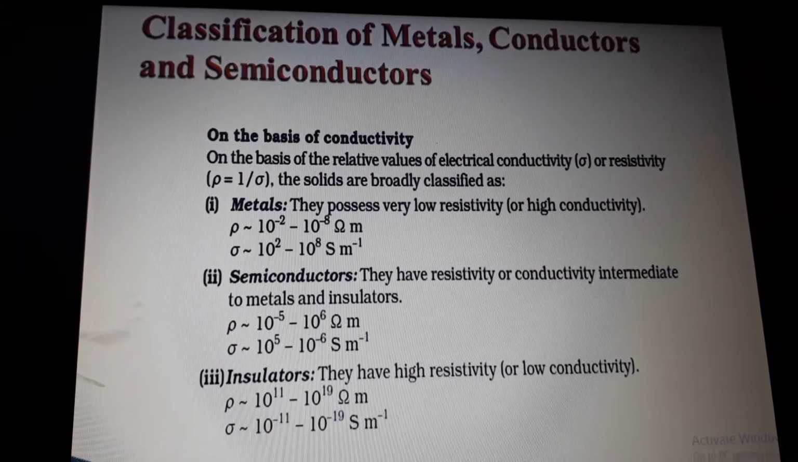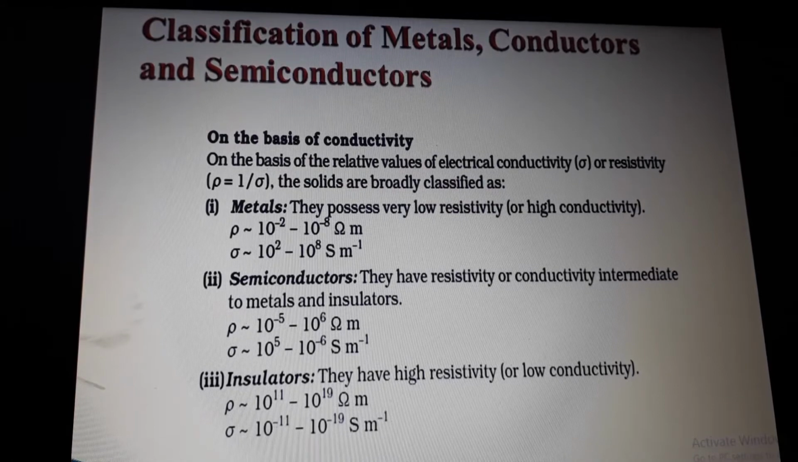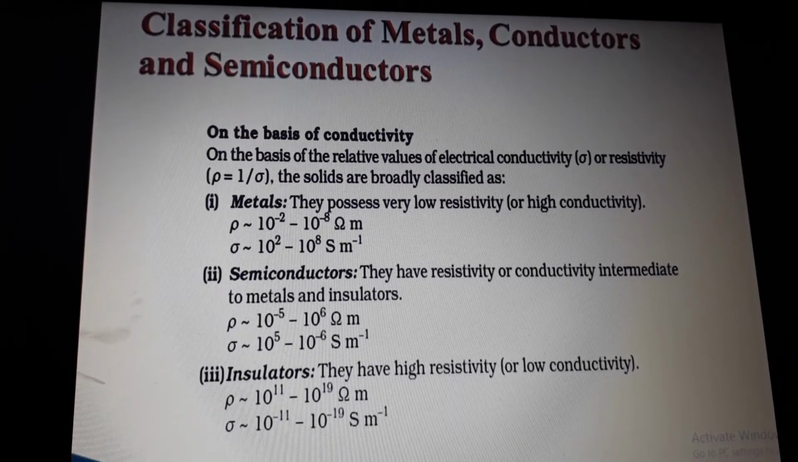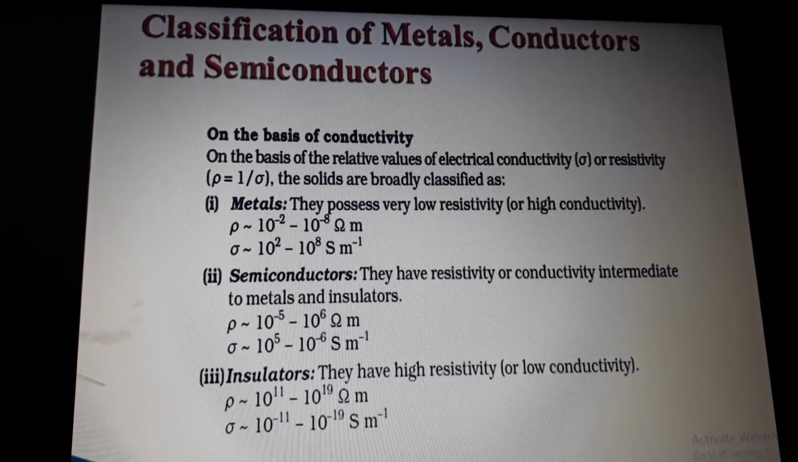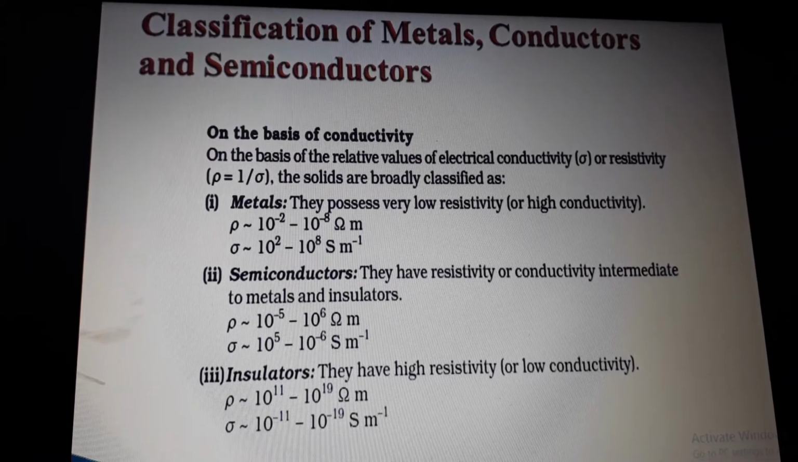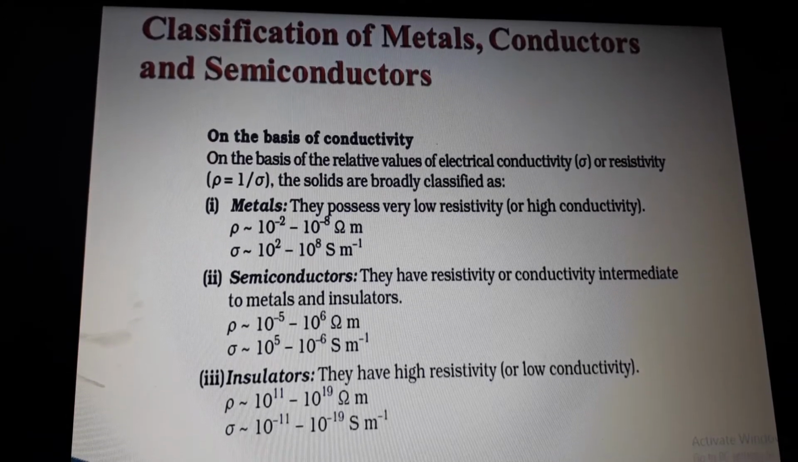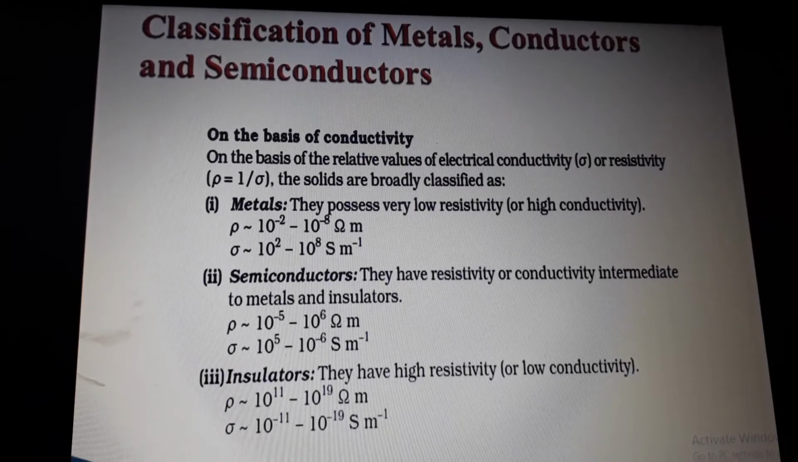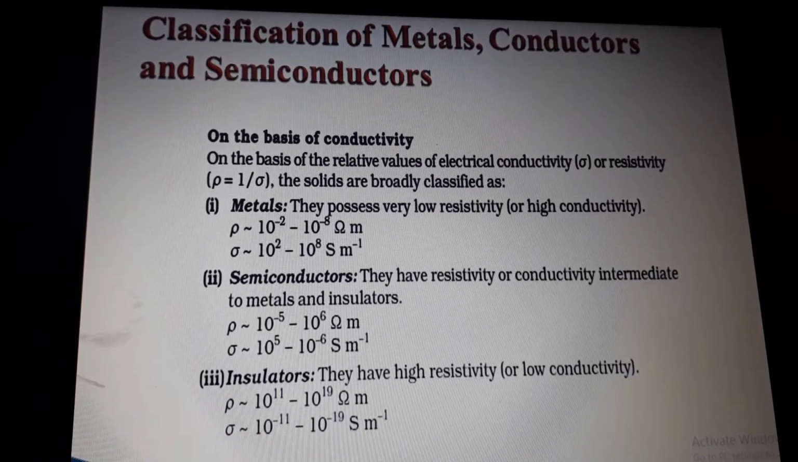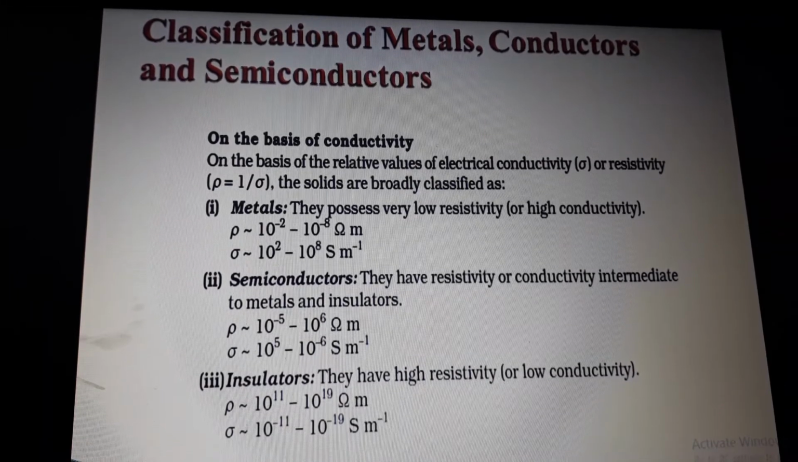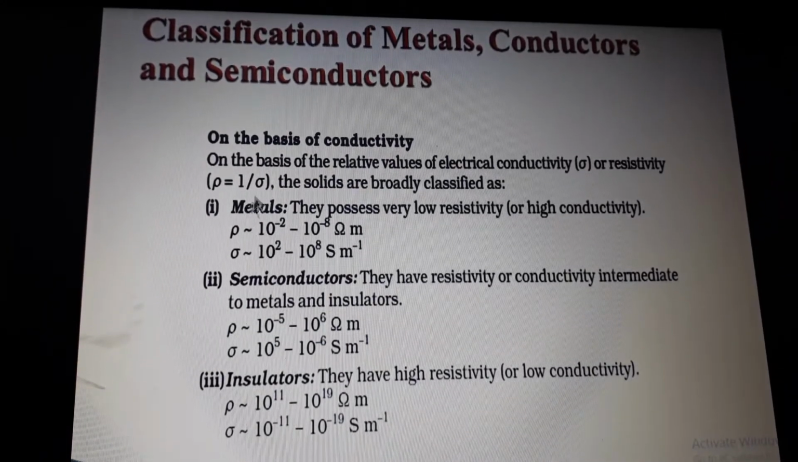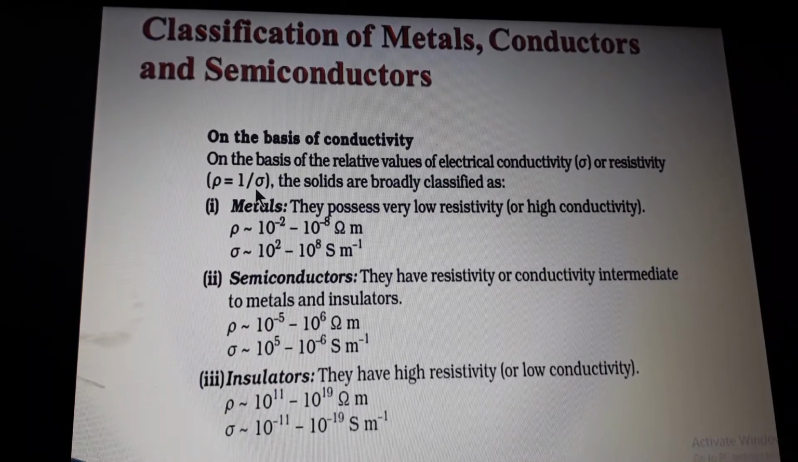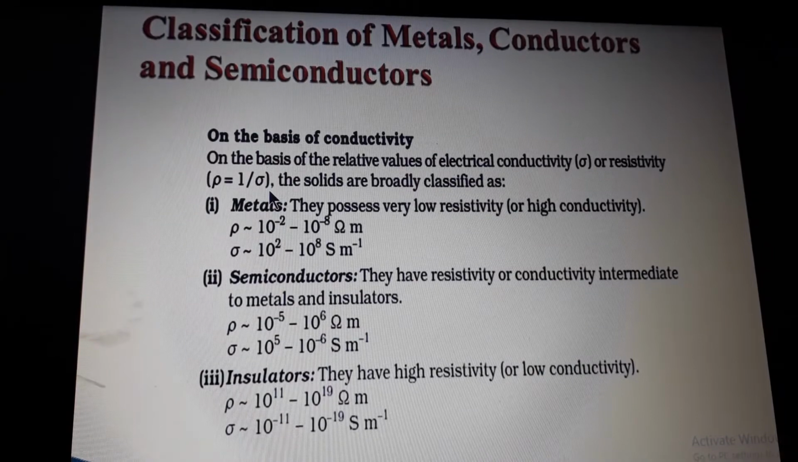I have already explained this in chapter number 1, but in this chapter, the classification of metals, conductors and semiconductors is based on two bases. First is on the basis of conductivity, and the next is on the basis of the energy band diagram. So first of all, the basis of conductivity. Now you know that there are two things, resistivity and conductivity. The symbol for resistivity is rho, and for conductivity it is sigma. So rho is equal to 1 divided by sigma.